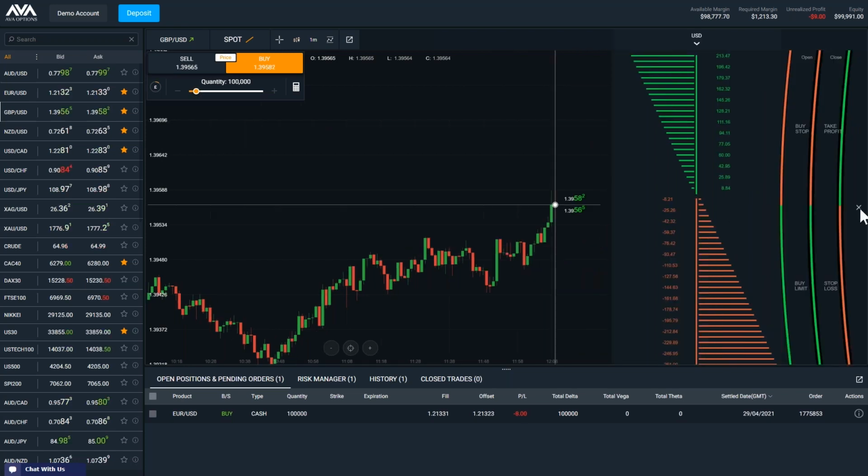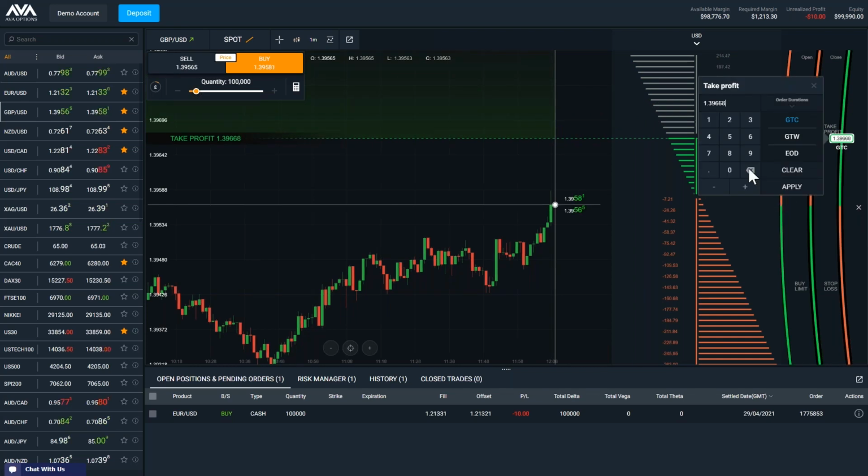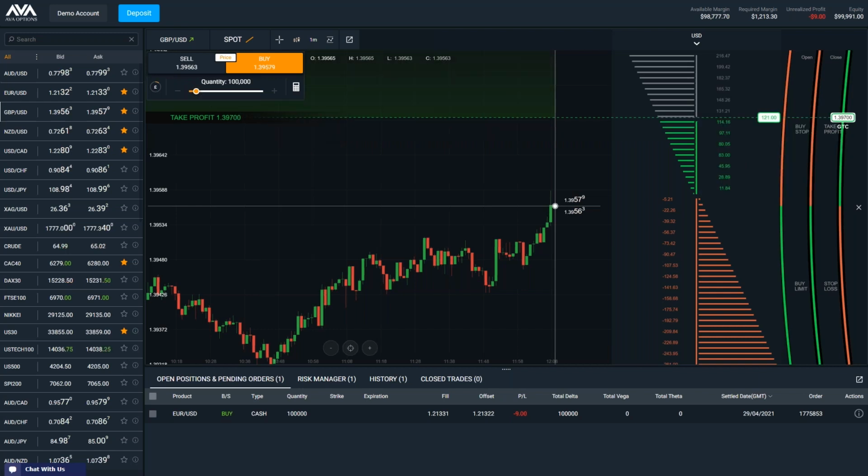If I click the limit button, I can put a take profit. So for example, market's now at almost 139.60. If I double click and I put in a take profit at 139.70, that's about 12 pips higher, your profit's going to be $120. 12 pips, $120 on 100,000. If we make the trade larger, then of course your P&L will be higher. So that's how you put in a take profit.